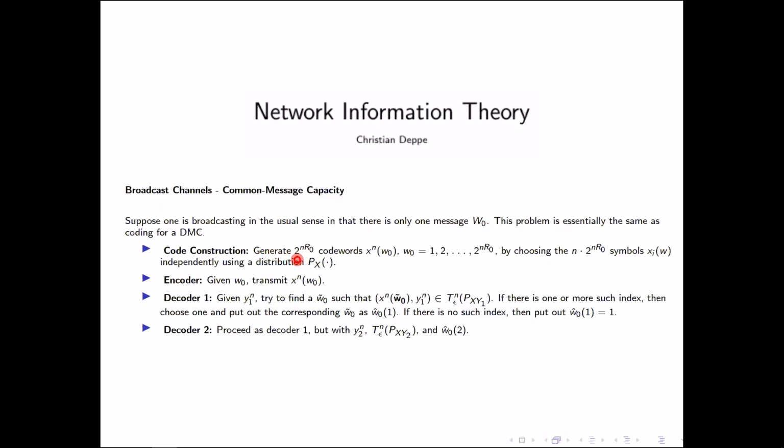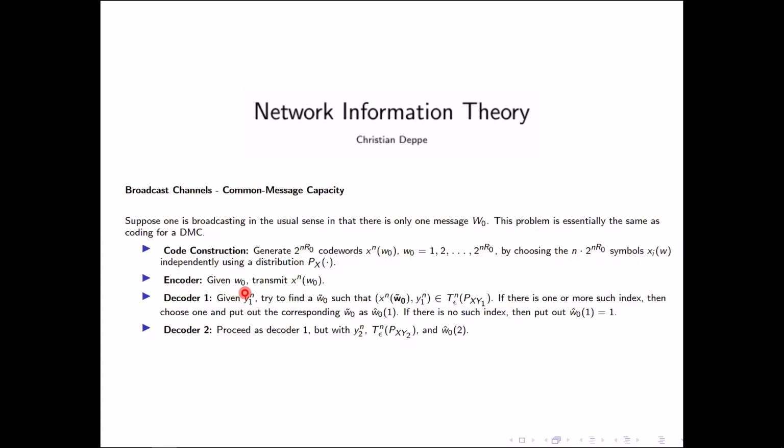So we generate 2 to the n R0 codewords x^n of W0, where W0 goes from 1 to 2 to the n R0. And we choose each symbol of each of the n times 2 to the n R0 symbols independently using a distribution Px. Both decoders and the encoder get this codebook.